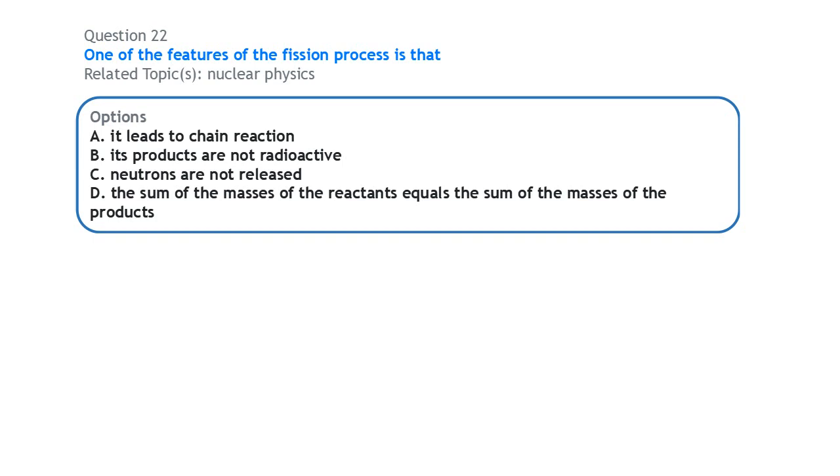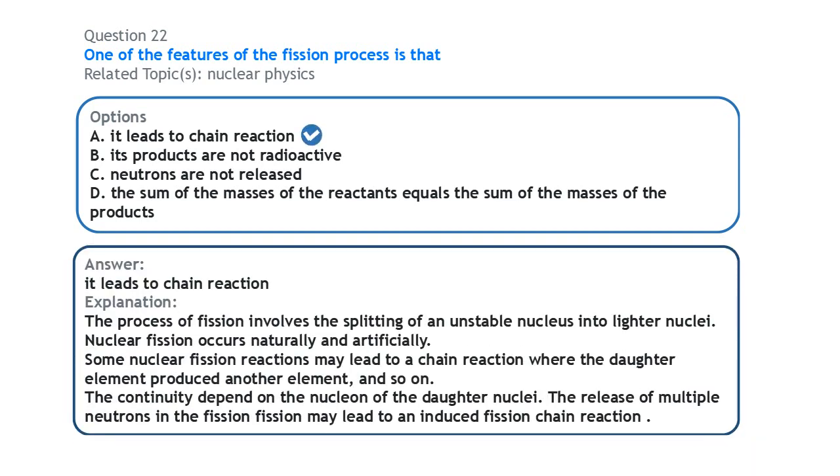Next, on nuclear physics, one of the features of the fission process is that it leads to a chain reaction, that is a continuing reaction, where the daughter elements that are produced from one reaction are going to go on to break down again and produce new ones.